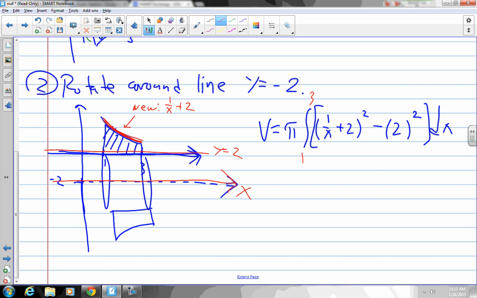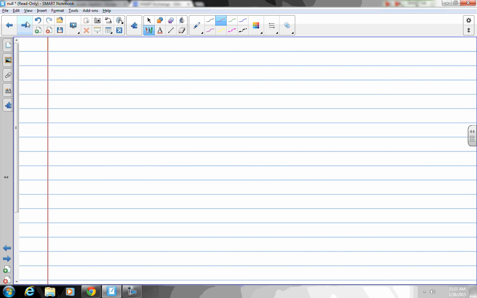How about we'll rotate now around the y-axis?